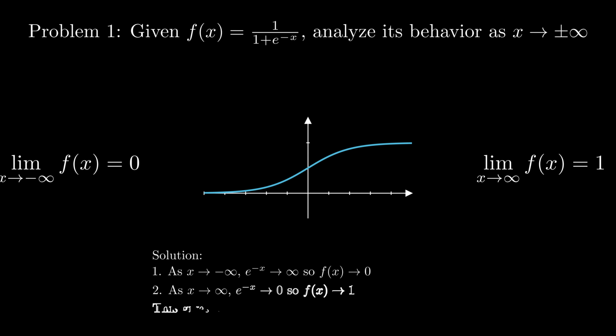The solution comes from analyzing the exponential term. When x is large negative, the denominator becomes enormous, driving the function to 0. When x is large positive, the denominator approaches 1.